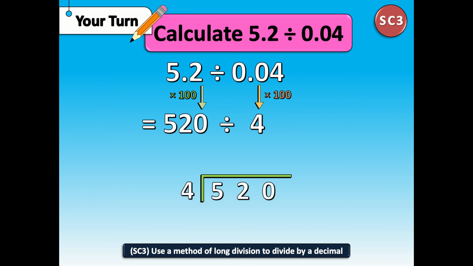So I use a bus stop method. 4 into 5 goes once with 1 remainder. 4 into 12 goes 3 times exactly, and 4 into 0 goes 0 times. So my answer is 130.